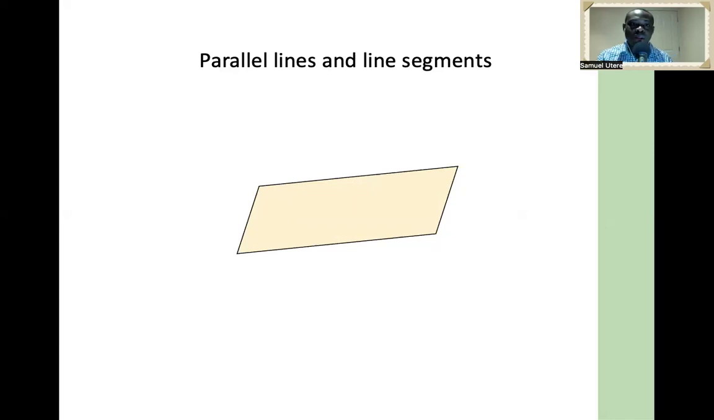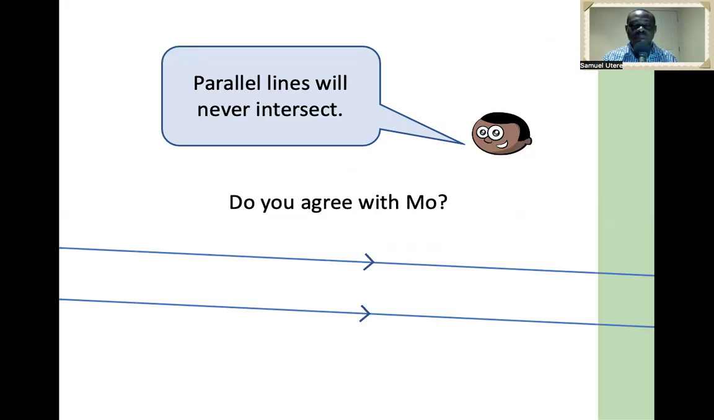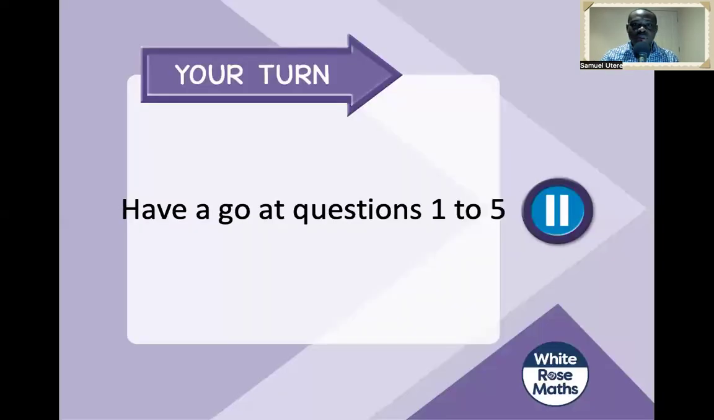We can also show parallel lines in polygons like this. So this is a parallelogram, and we can show parallel lines in that direction and those other sets of parallel lines in that direction. Here, Mo says parallel lines will never meet. Do you agree? Have a think. Well, let's explore this. If we draw lines continuously, this is what it would look like. And of course, you can see that the lines will not meet. So we'll agree with Mo.